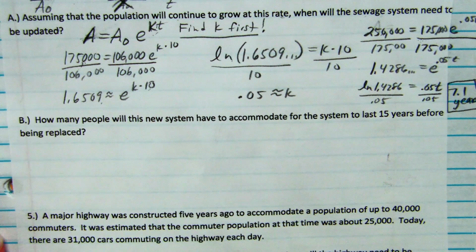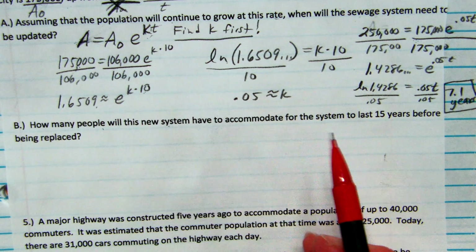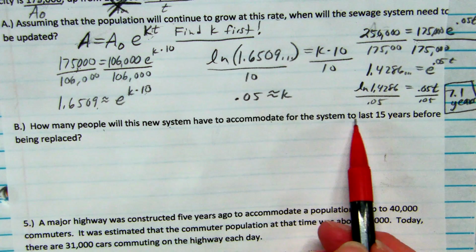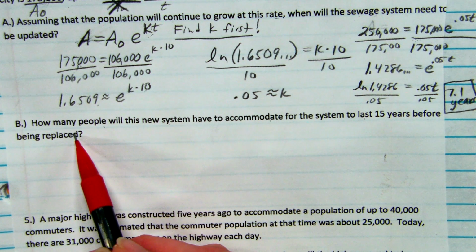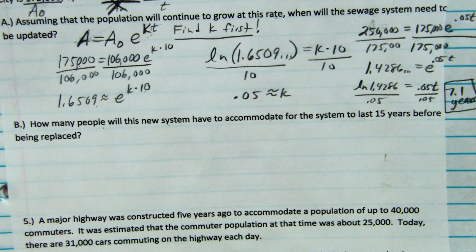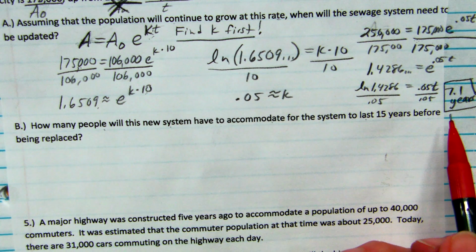Okay, moving on to part B. How many people will this new system have to accommodate for the system to last 15 years before being replaced? So you've reached 250,000.